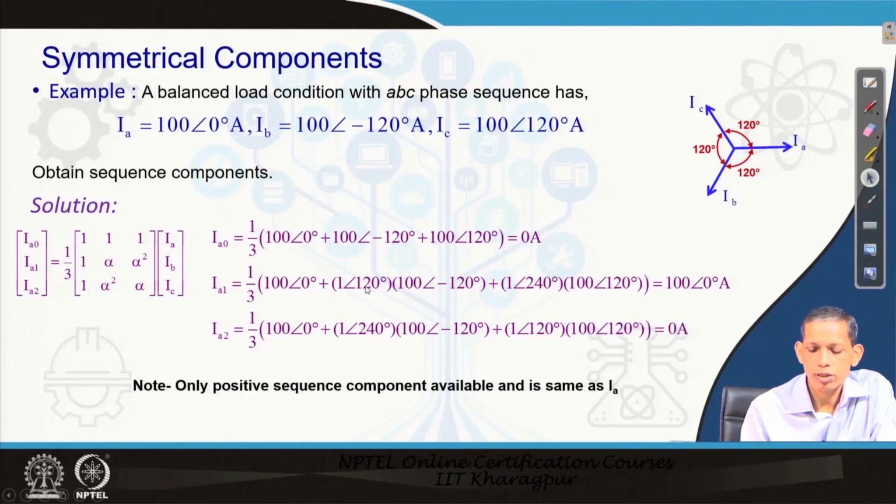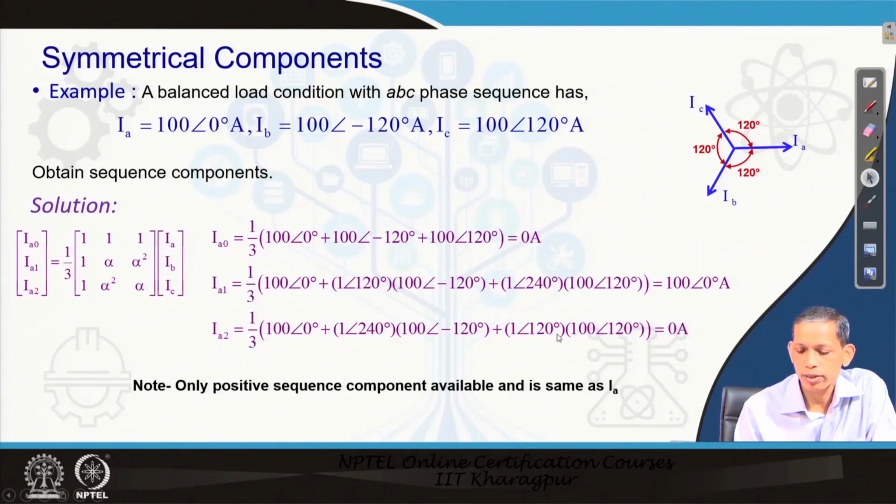Similarly, IA1 becomes equal to 100 with an angle of 0 degrees. Multiplying alpha, that is 1 with an angle of 120 degrees, to the IB phasor, and alpha square, that is 1 with an angle of 240 degrees, to the IC phasor, you get the phasor to be 100 with an angle of 0 degrees. That is exactly the same as IA, which is what we observe here. And for IA2, you multiply by the factors and add the three components, and again we get 0 ampere.